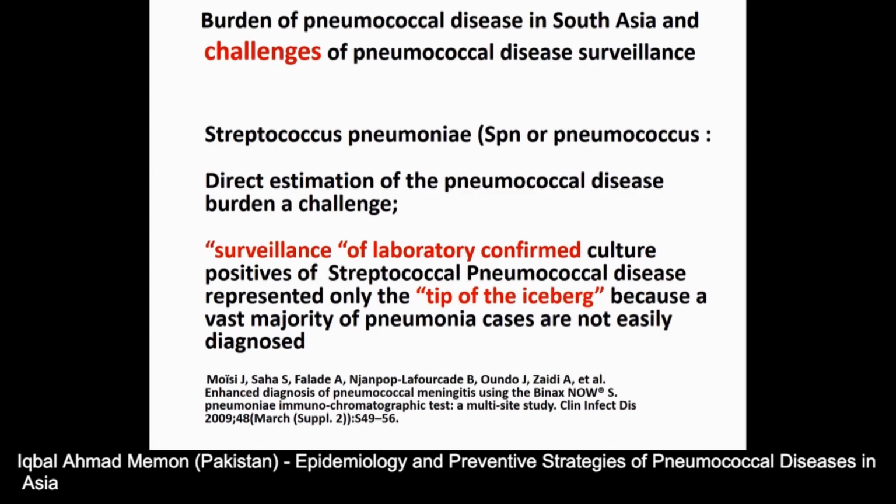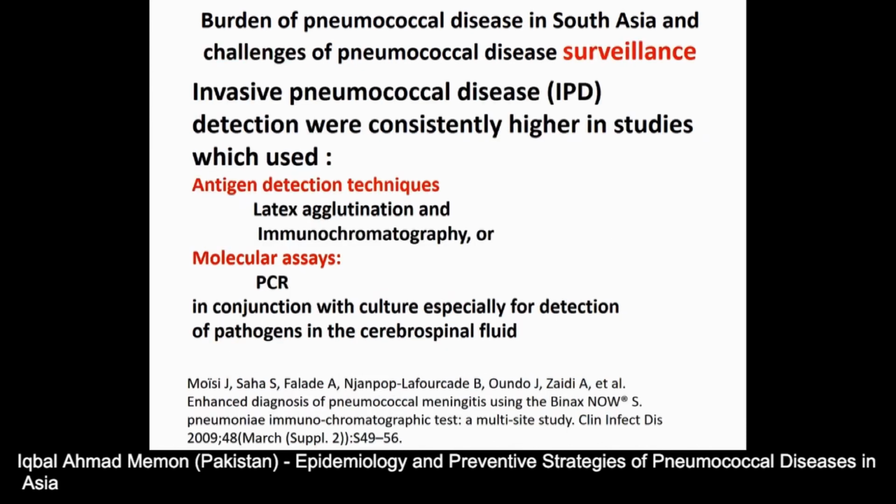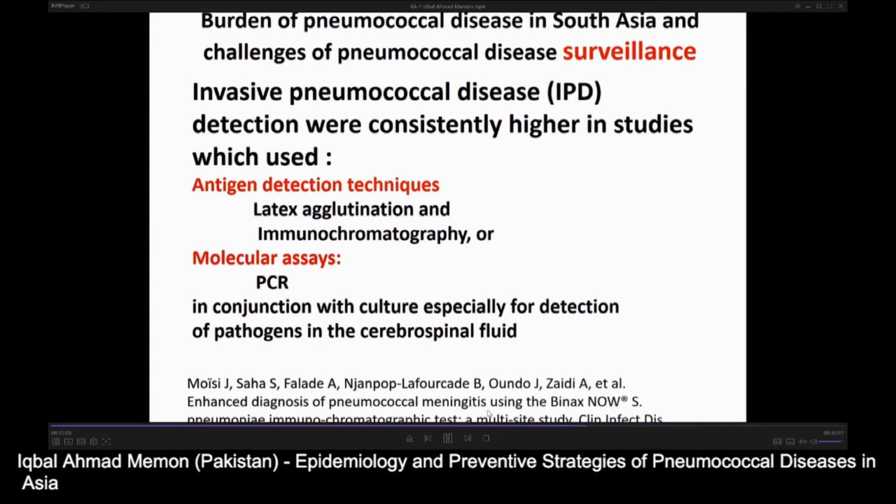The challenges are that the surveillance of laboratory confirmed culture positives is just the tip of the iceberg. One, surveillance doesn't exist. Two, the surveillance by culture positive streptococcal disease is just the tip of the iceberg. We need to have a better surveillance with antigen detection, latex or immunochromatography, or molecular assays like PCR.